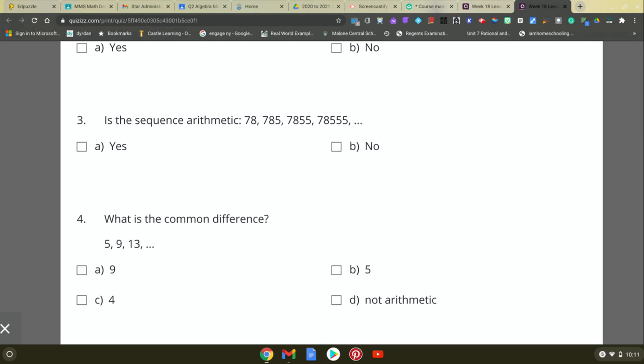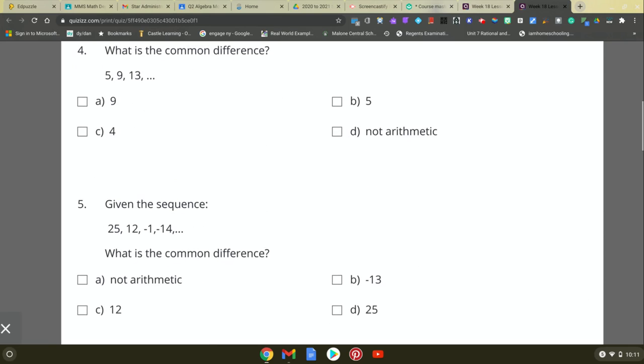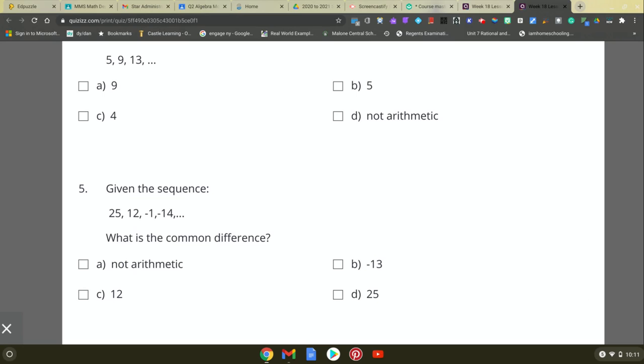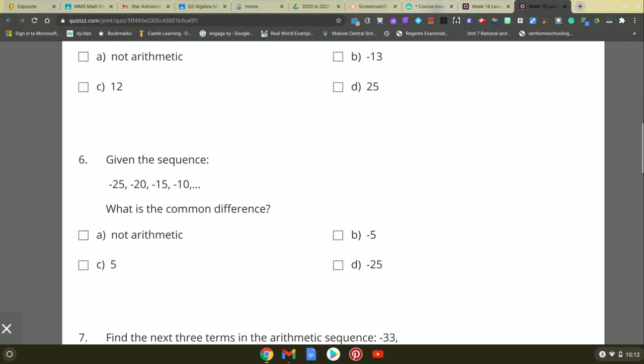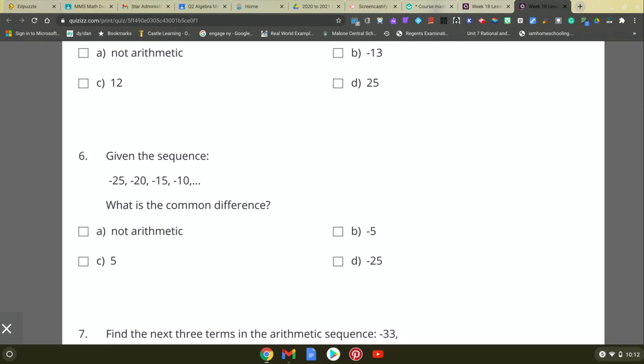Number 4, what is the common difference? So this is an arithmetic sequence. What number is this sequence going up by each time? Number 5, given the sequence 25, 12, -1, -14, what is the common difference? What number is this going down by each time? Number 6, given the sequence -25, -20, -15, -10, what is the common difference? What number is this sequence increasing by each time?